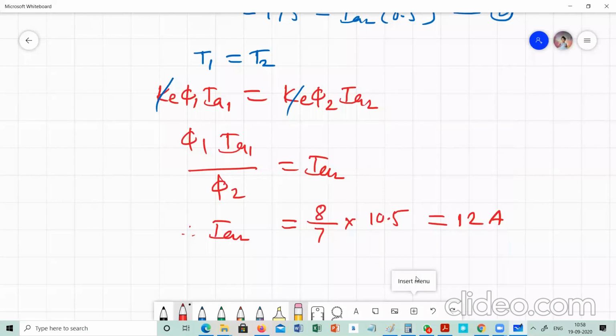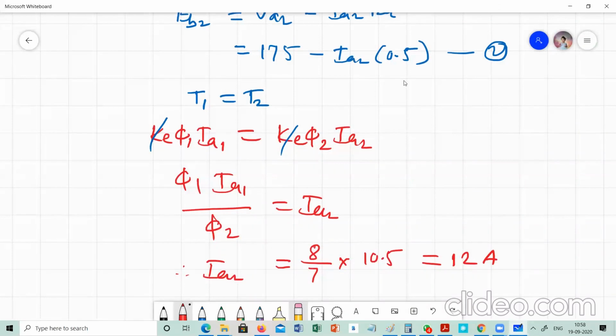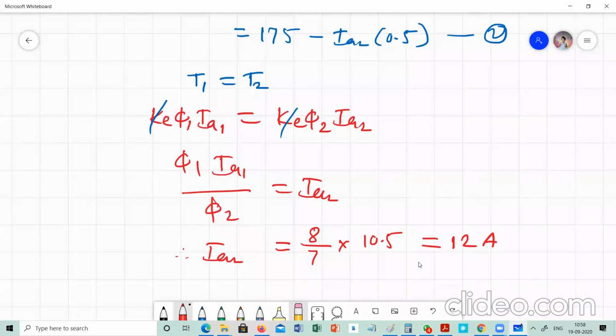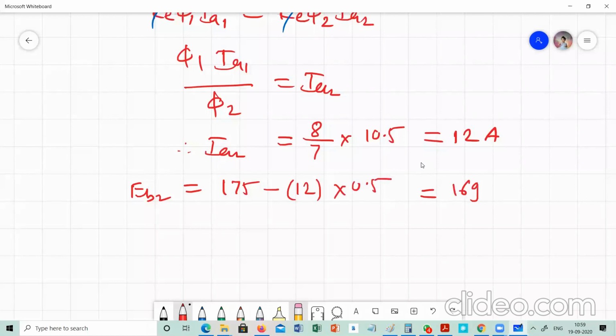Now we can calculate EB2. By placing the value of IA2 here, we can solve equation number 2. I will write that equation first. EB2 is equal to 175 minus IA2 into 0.5, which is 12 into 0.5, which is equal to 169. Okay, 169 volt. Now we have the value of EB2. Now we can solve that equation for speed.